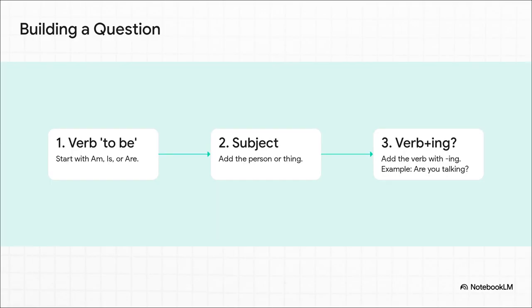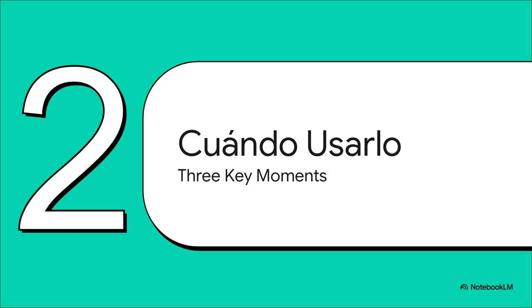And for questions, here's the trick. You just flip the first 2 parts. Instead of saying you are talking, you lead with the verb to be. So it becomes, are you talking? That little switch is all it takes. That's the key to asking pretty much any question with this tense. Okay, so you've got the recipe. That's great. But the real magic is knowing when to use it to sound totally natural. There are really 3 key moments when the present continuous is absolutely your best friend.